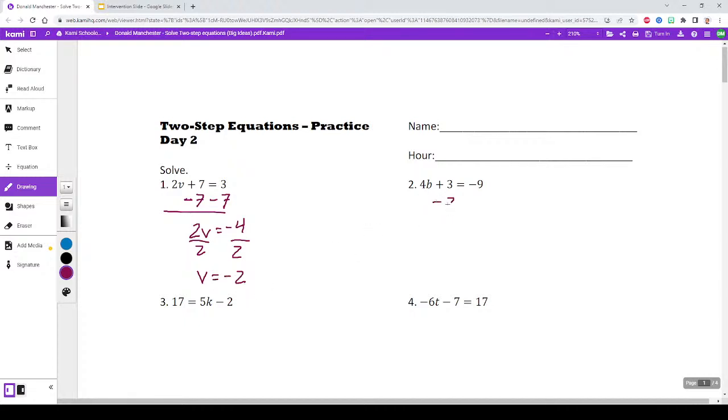The way that we undo addition is by subtraction. So that gives us 4b equals -12. The way that we undo multiplication is by division. So that gives us that b is -3.